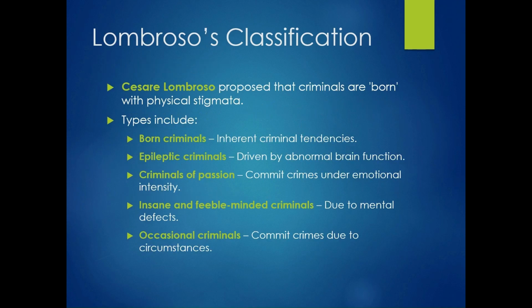So let's look at the first theory in detail, which is Lombroso's classification. So Cesare Lombroso, he believed that some people are born criminals. He identified them through physical traits like a sloping forehead, people who have long arms or large jaws. So he classified offenders based on these physical traits, and these types included born criminals. Born criminals means they have inherent criminal tendencies or they are naturally inclined to crime.